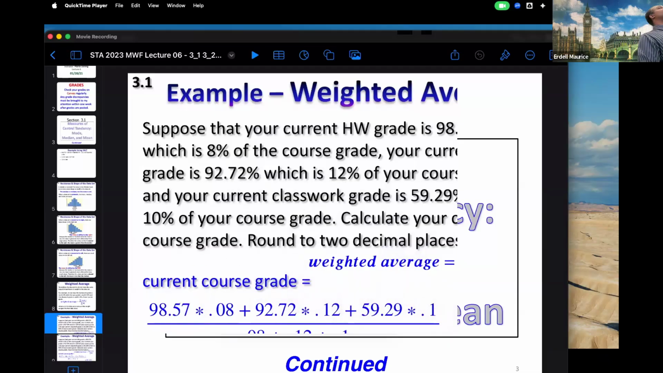And again, you have three numbers, correct? But you do not divide by three. Instead, you divide by the total weight.